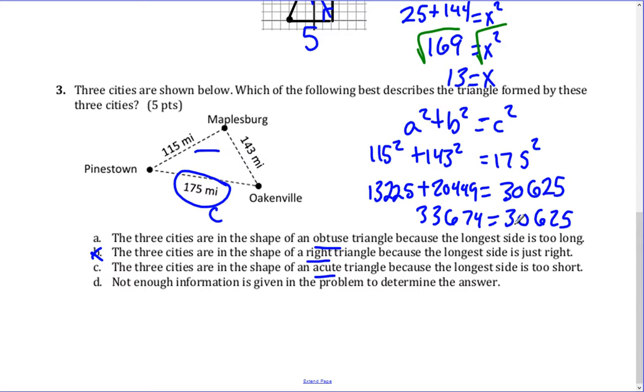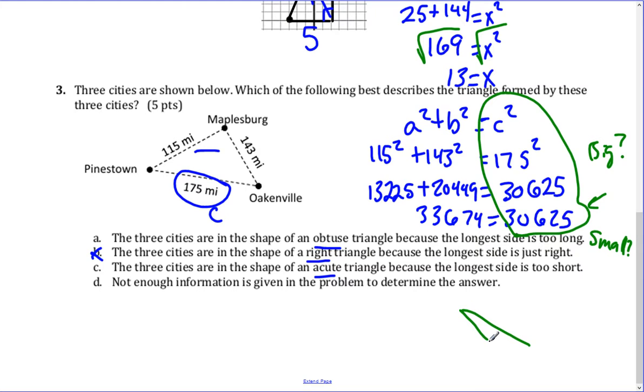Now, what is it? Is it acute or is it obtuse? And the way we tell is we look at the longest side, this hypotenuse. Is my longest side too big or is it too small? If it's too big, that makes your triangle really wide open, obtuse. If the longest side is too small, that means your triangle's not open wide enough and it's acute.